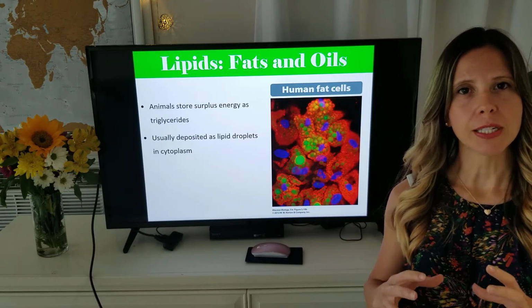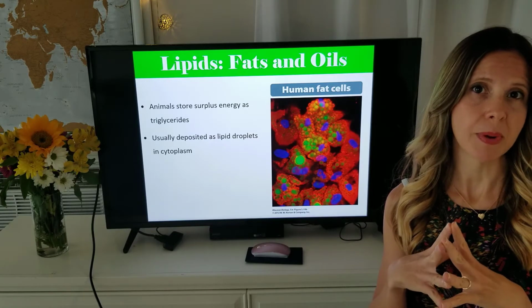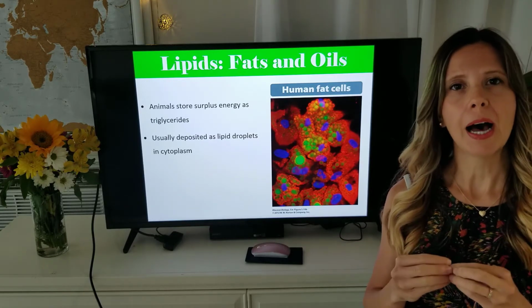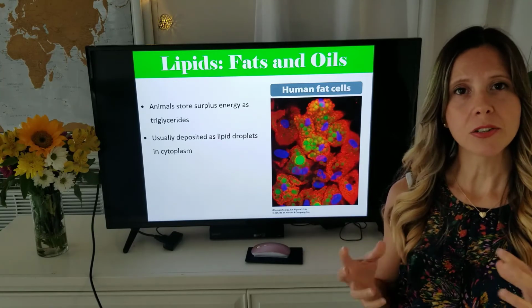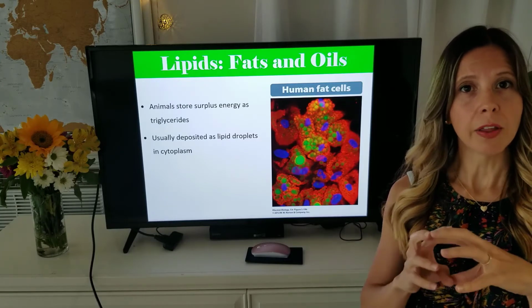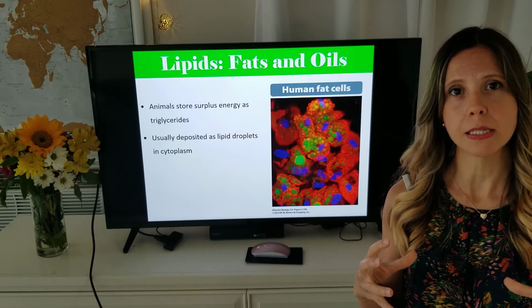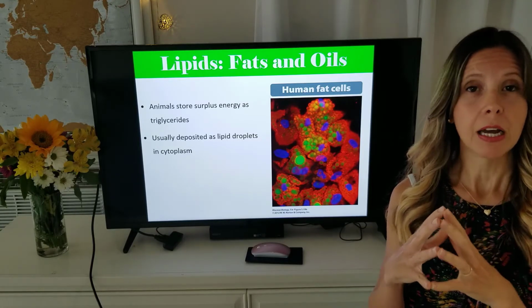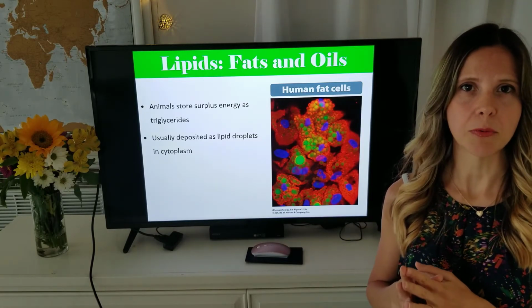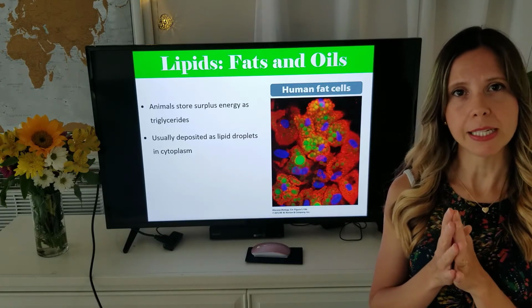The reason for this is that triglycerides take up less space in the cell. Carbohydrates are polar, so they interact with water, and if they're in the cell, they're going to be associated with a whole bunch of water molecules, taking up more space. Fats, on the other hand, are hydrophobic. They cannot interact with water, and so they take up less space in the cell.